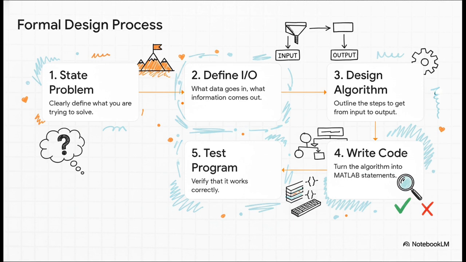This is the kind of design process they teach in engineering courses everywhere. Before you write a single line of code, you clearly state the problem. You figure out exactly what data needs to go in and what information should come out. Then you design the step-by-step logic, the algorithm. Only then do you translate that logic into code and, of course, test it to make sure it actually works.